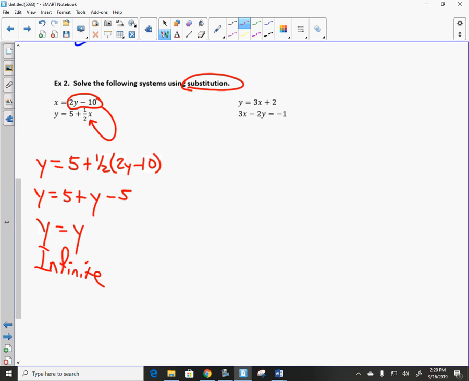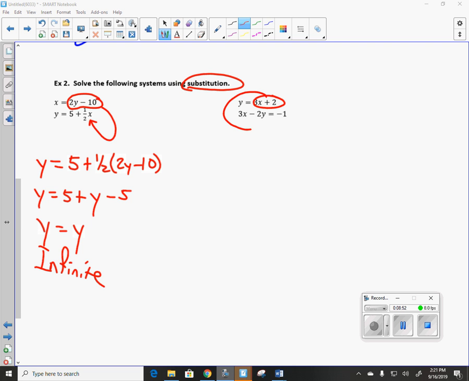Exactly. There's a number of ways in which you can make it turn out. 0 equals 0 as well. If you get the same thing on both sides, then it's infinite. Try the next one on your own. Use substitution here. See what you get there. Take that 3x plus 2 and drop it in for y here. See if you can. All right, let's see what we get.